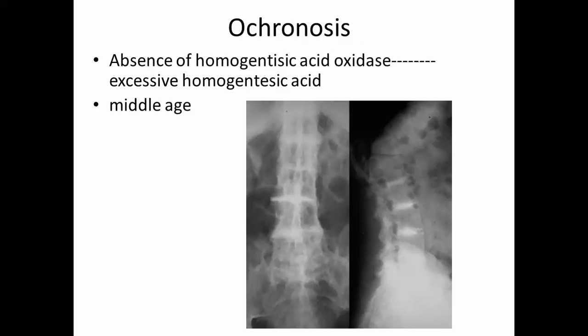Another deposition disease, which is due to absence of homogentisic acid oxidase, thus it forms excessive homogentisic acid, and this results in characteristic appearance of the calcific discs in the lumbar spine. This is called ochronosis.